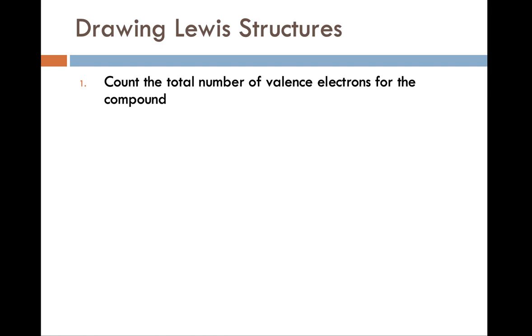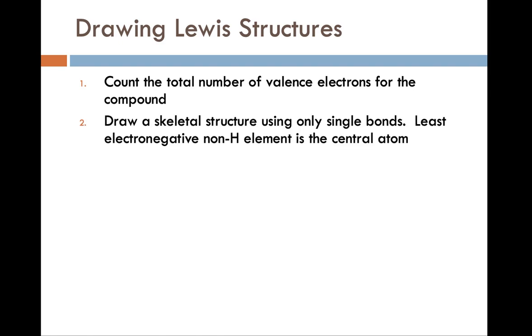And so you look at every atom in the molecule, figure out how many valence electrons there are. Also pay attention to charges. Right? If you have a positive ion, then you're going to subtract that number of electrons from your total valence electron count. Negative charge, the opposite, you'll add electrons to your total electron count. The second step, what we're going to do is draw what we call a skeletal structure.